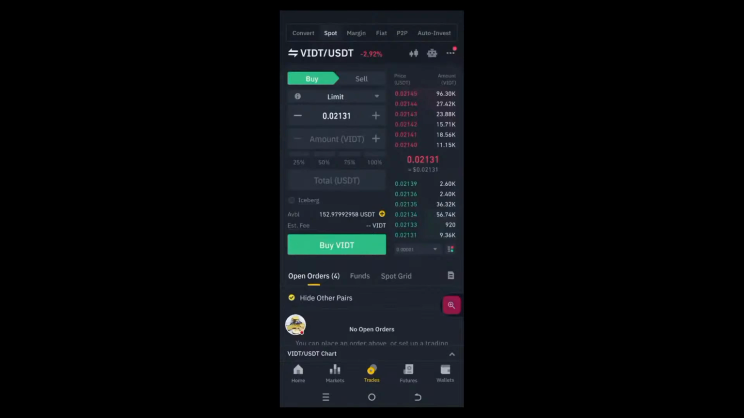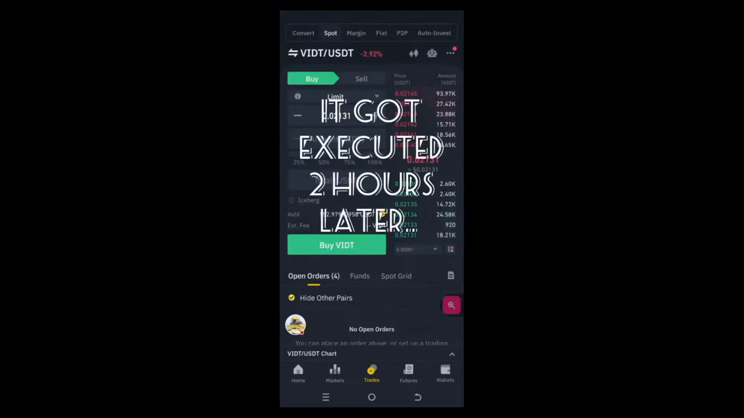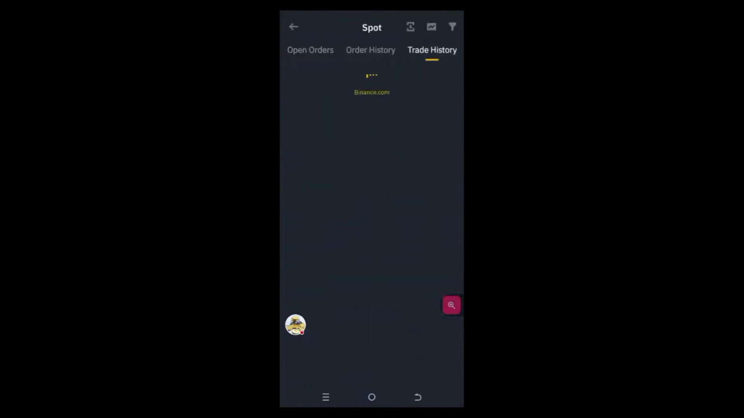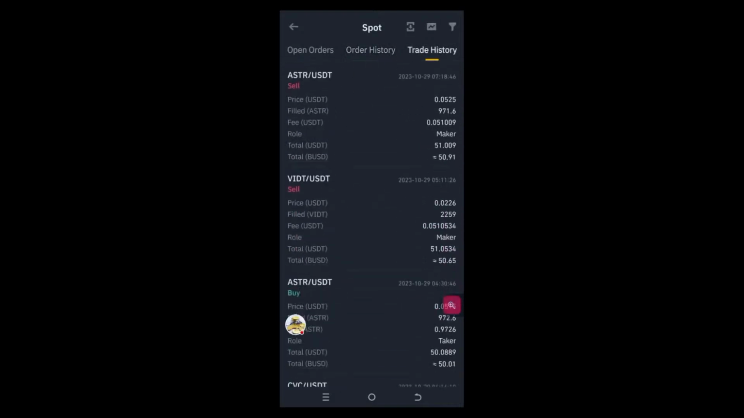We're currently on VIDT, as you can see here, and this trade executed almost 2 hours after we picked the trade. This happened a couple of hours ago, so let me open up the trade history so that we can see it and look at the different points and metrics.